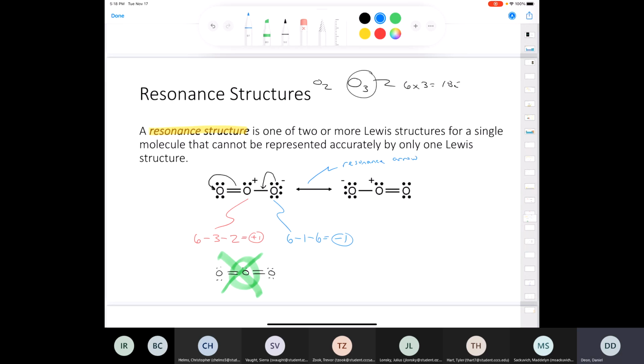When you see an arrow that goes forward and backward like this, this is for equilibrium. This is not a resonance arrow. That is something completely different. That is not what we're talking about at all this evening.